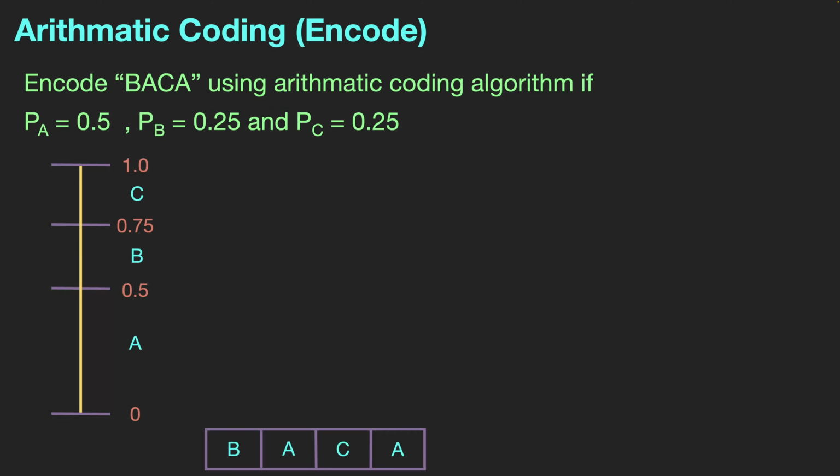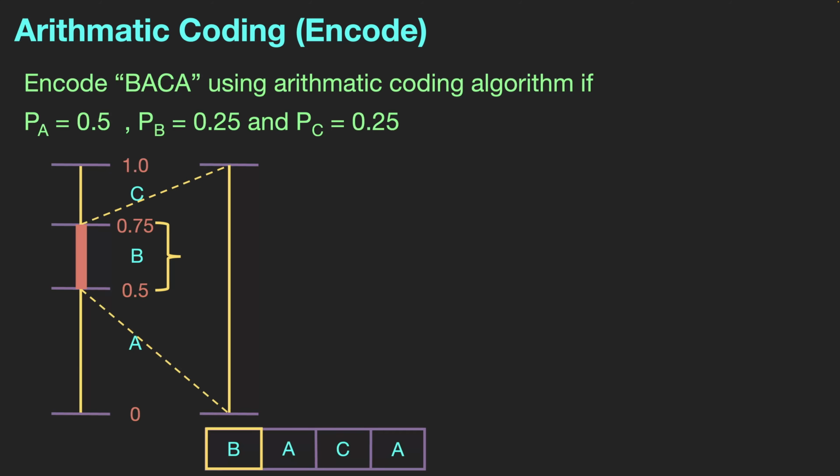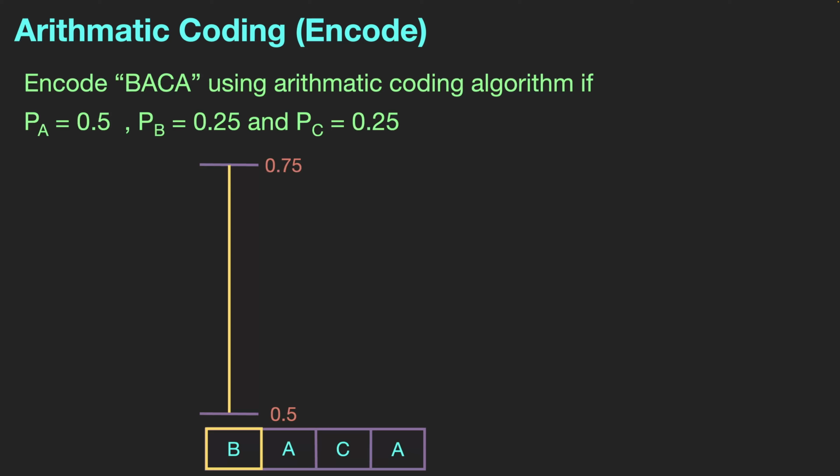Next, we will read the first character of the data string, which is B, and we need to expand the interval of B, that is from 0.5 to 0.75. Our new probability interval will consist of the high value 0.75 and the low value 0.5. We will divide this new interval according to the probability values of A, B, and C. That is, we need to calculate the two intermediate values.